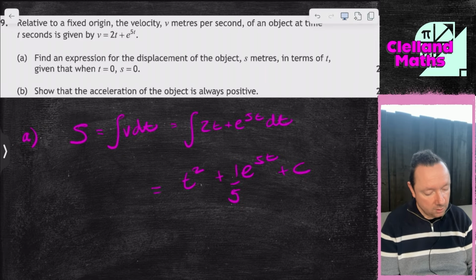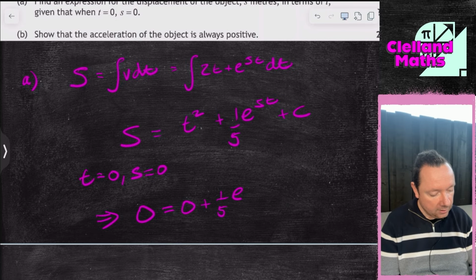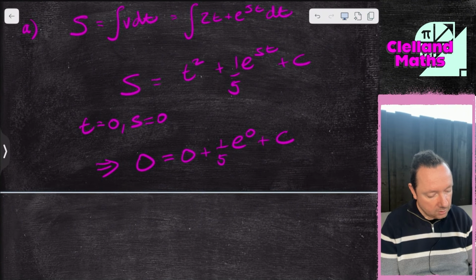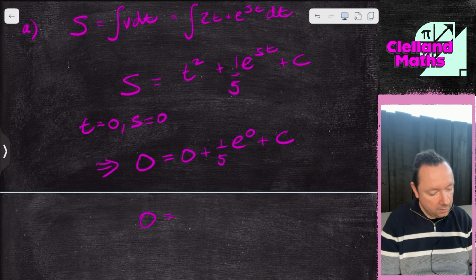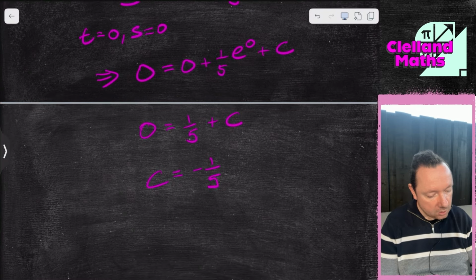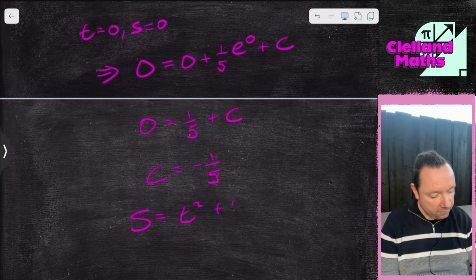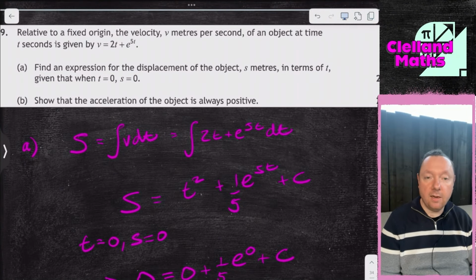So your initial conditions now, t equals 0, s equals 0. So that implies, because this is s, that 0 equals 0 plus a fifth e to the 0 plus c. So 0 equals, well, e to the 0 is 1, so a fifth plus c. So that means that c is negative 1/5. So our s is simply t squared plus a fifth e to the 5t minus a fifth. And we're done there.